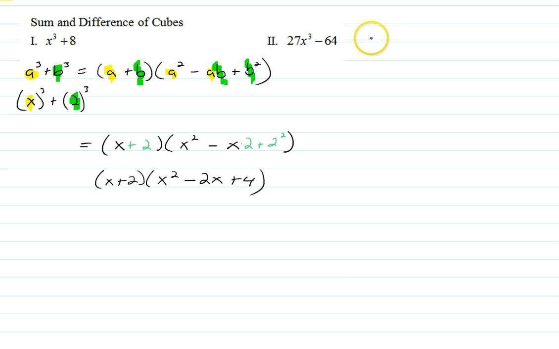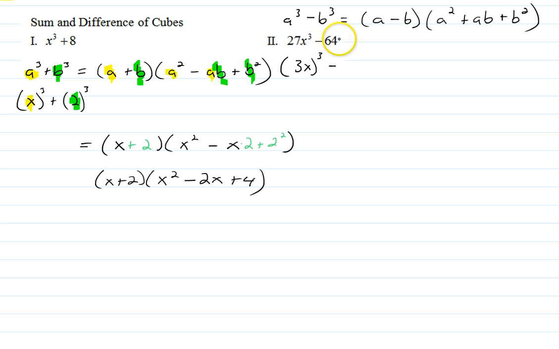All right, now the formula with a minus. So let's see here, a cubed minus b cubed. Remember, the first sign is the same. The second sign is different. So same thing. What cubed is going to give us 27x cubed? That's going to be 3x. And what cubed is going to give us 64?